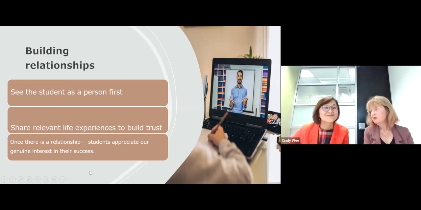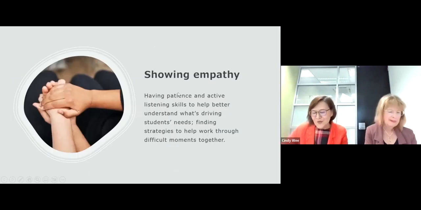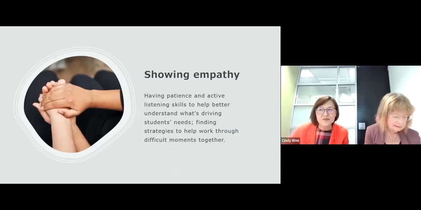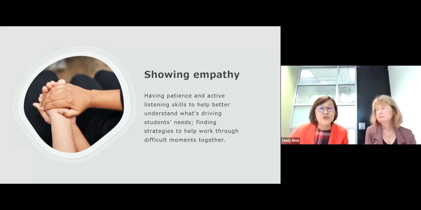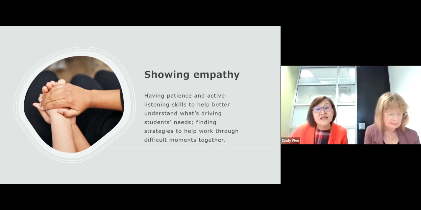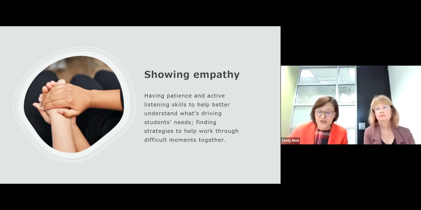And over to you. So one of the strategies that we have when we work with students one-on-one is to show empathy. So we need to have patience and also active listening skills to help better understand what's driving students' needs, and also finding strategies to help work through difficult moments together.